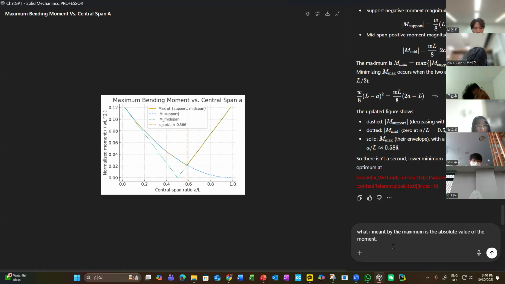What I meant by the maximum, I would say, should be from the absolute value.